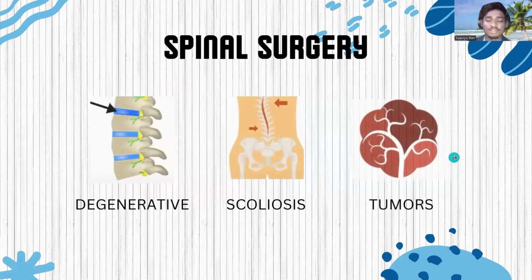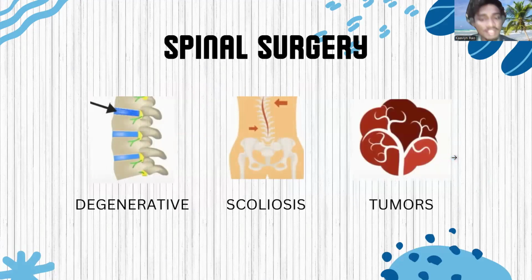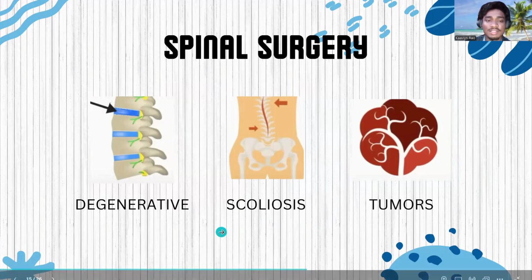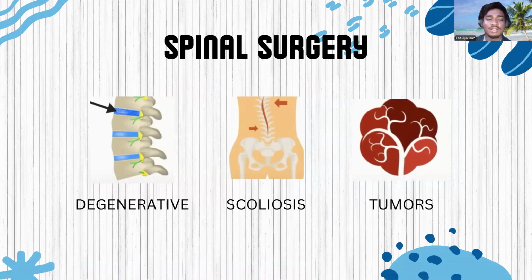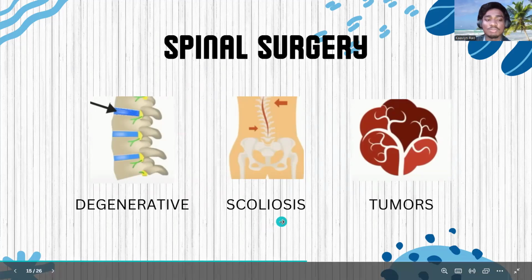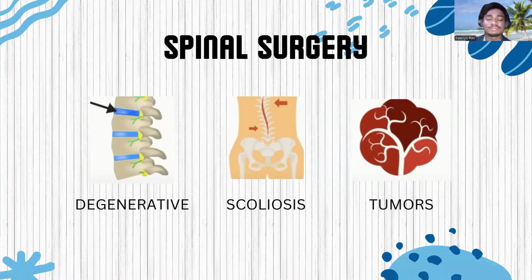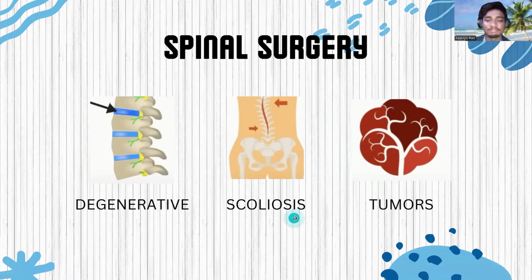Now spinal surgery. There are three types of spinal surgery: degenerative, scoliosis, and tumors. Basically, all three of these surgeries can be done by both neurosurgeons and orthopedic surgeons, but tumors at the spinal region can only be done by neurosurgeons because the spinal cord contains a lot of neurons and a lot of nerves, where a neurosurgeon needs to be present so that surgery can happen fine.